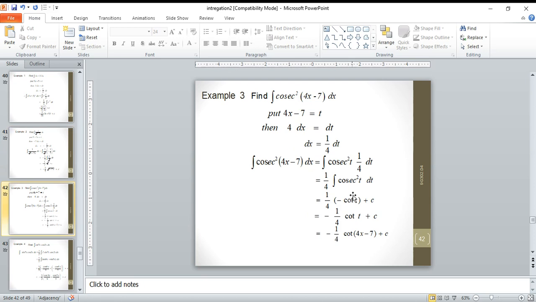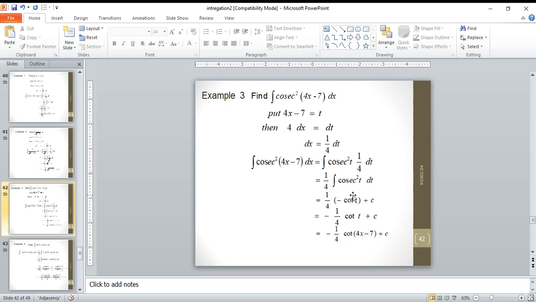Example 3. Find integration of cosec square of 4x minus 7 dx. Put 4x minus 7 equal to t, then applying derivative, 4 dx equal to dt, so dx equals 1 by 4 dt. Cosecant square of 4x minus 7 dx becomes cosecant square t into 1 by 4 dt, that is 1 by 4 of cosecant square t dt.